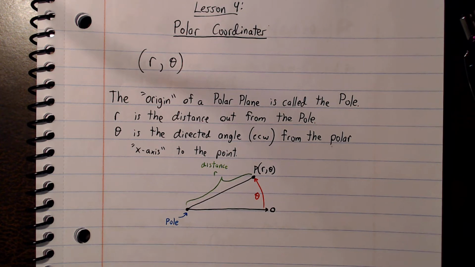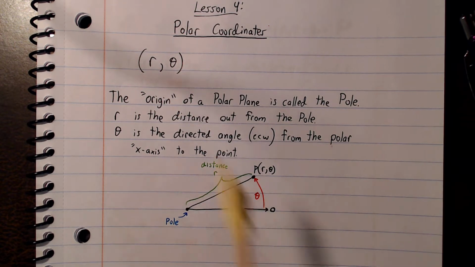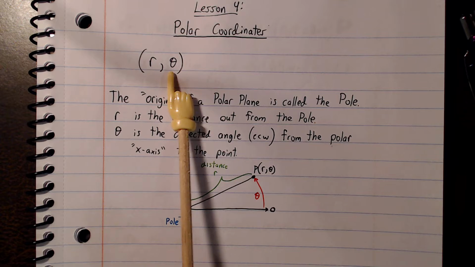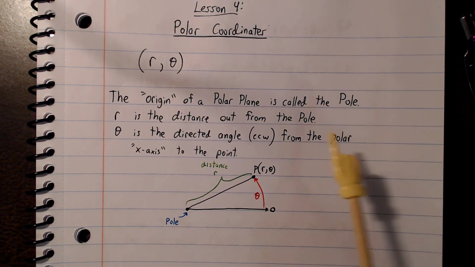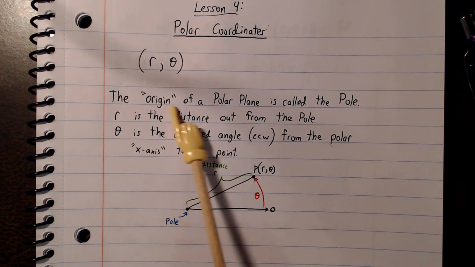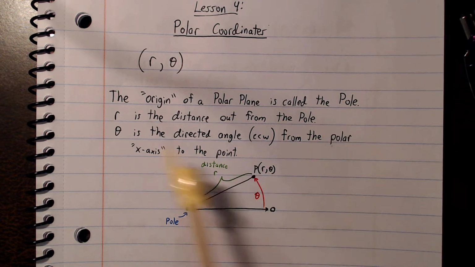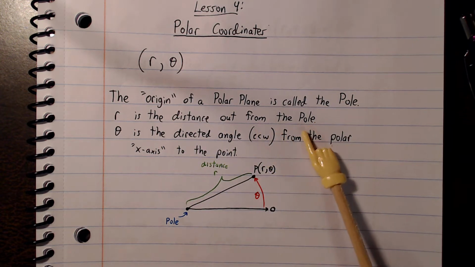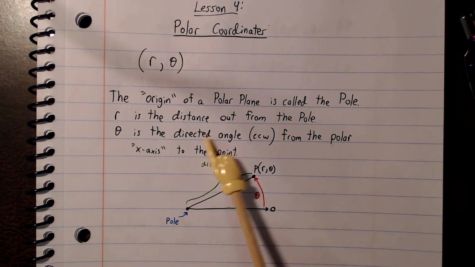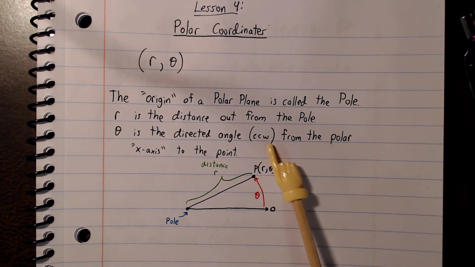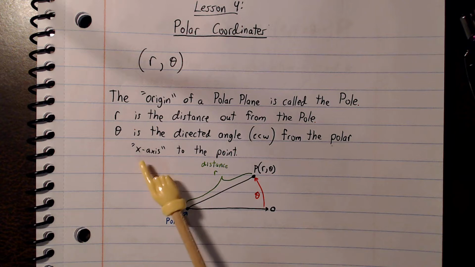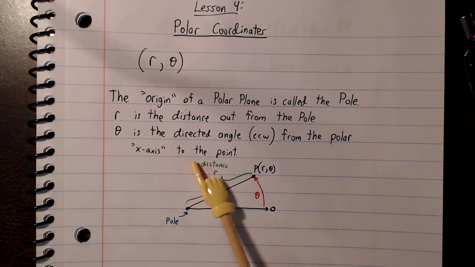Alright, so let's talk about polar coordinates. They look a little bit different than rectangular coordinates, right? We have an r value and a theta. We also have, instead of an origin, what we call the pole. And r is going to be the distance out from the pole, and theta will be the directed angle counterclockwise from the polar, we call it the x-axis, to that particular point.